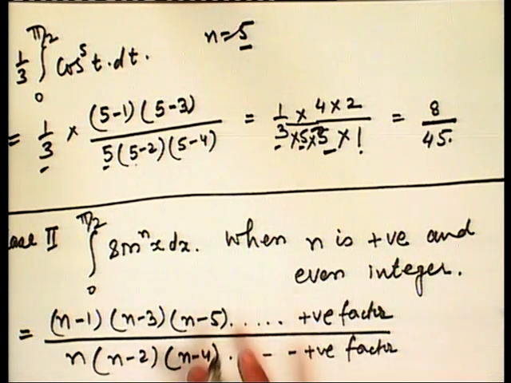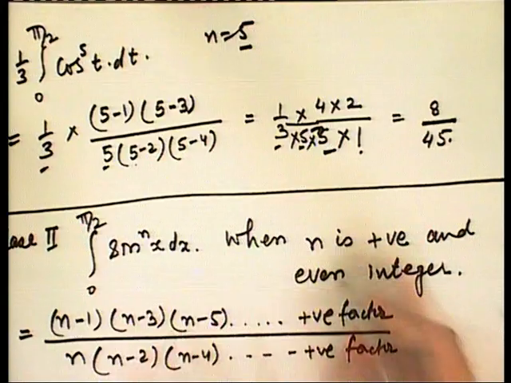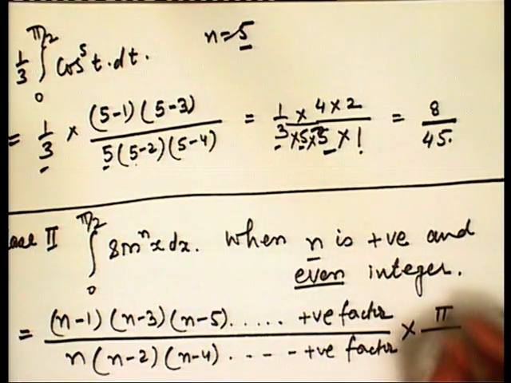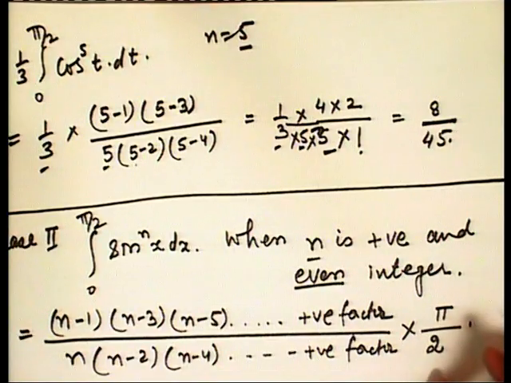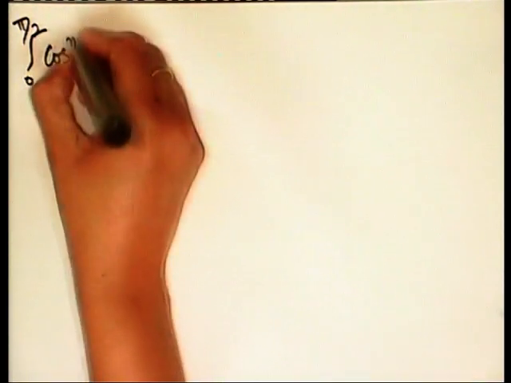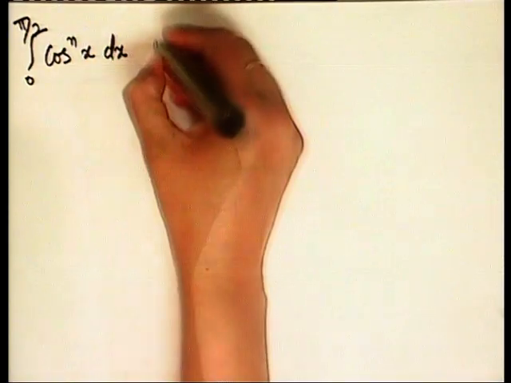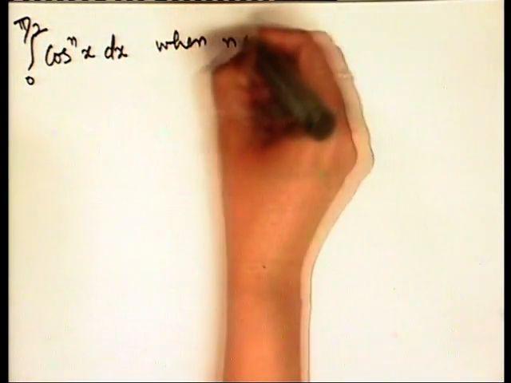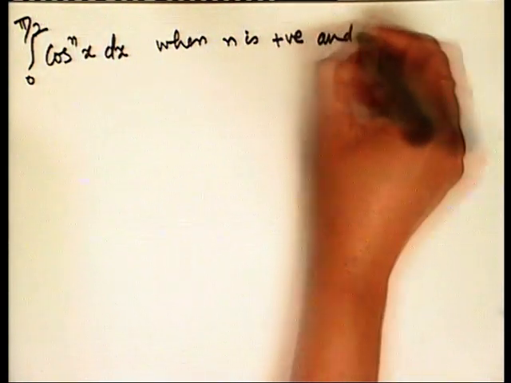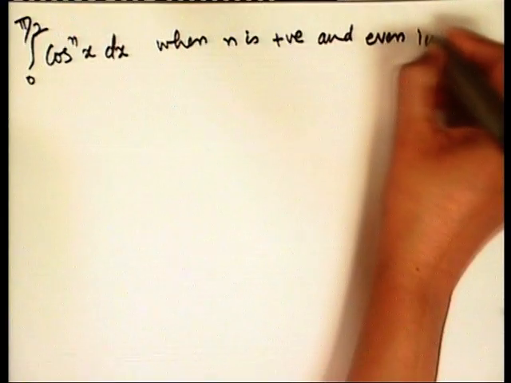It will be the same as when n is odd, but if n is an even number, then we multiply by pi by 2. And the same formula will be for cos nx dx when n is a positive and even integer.